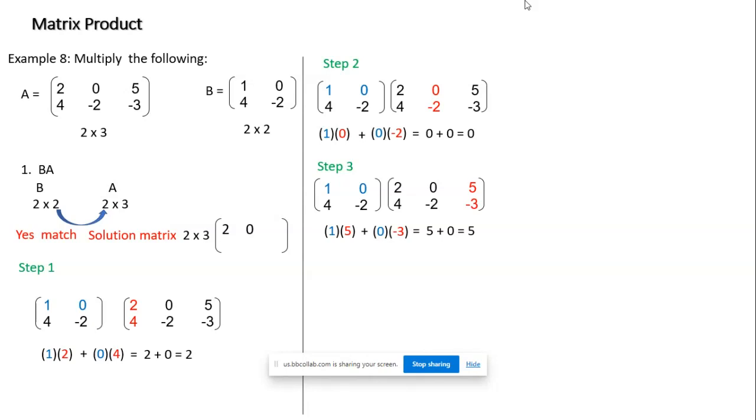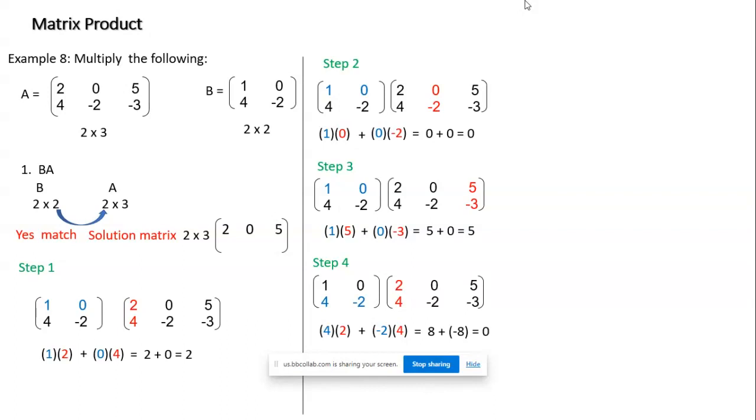Again, I multiplied row 1 with column 3. So this number belongs at address 1, 3. Row 1, column 3. That goes right there. All right, so I did all of the multiplications, row times columns, with the first row. So now the next step is to go into the second row. Now I want to multiply the second row with the first column. So I'm going to multiply 4 times 2 plus negative 2 times 4.